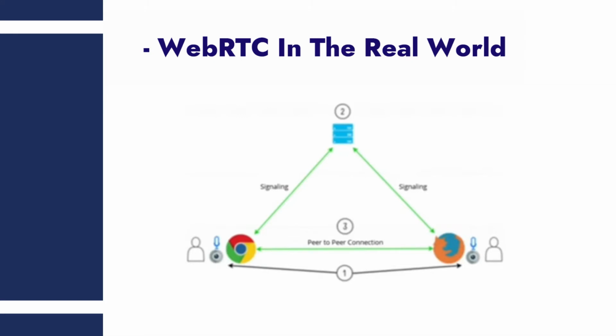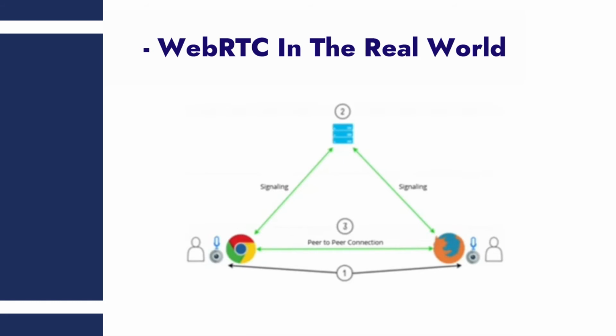In the image, we can see that the first step is that browsers get access to user media devices, making use of the Get User Media API. After that, they exchange some information about themselves using the signaling server. And after they finish such process, they are able to connect peer to peer. So signaling is the process of coordinating communication through an exchange of messages.